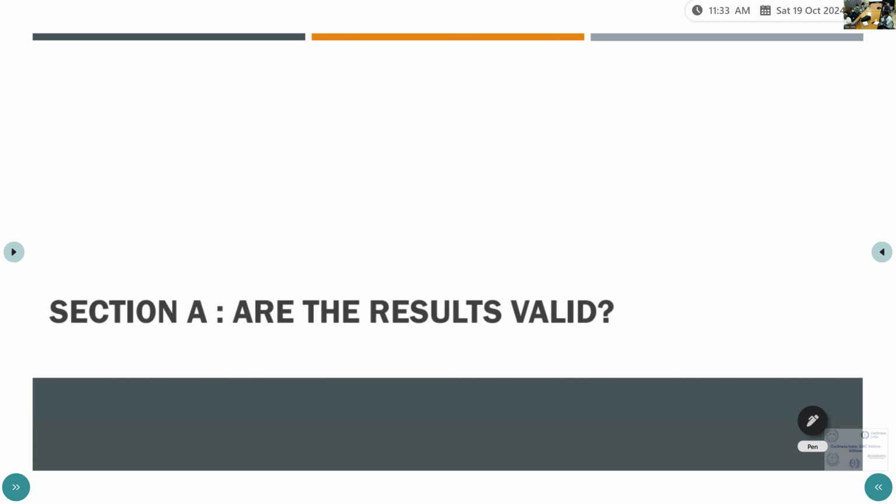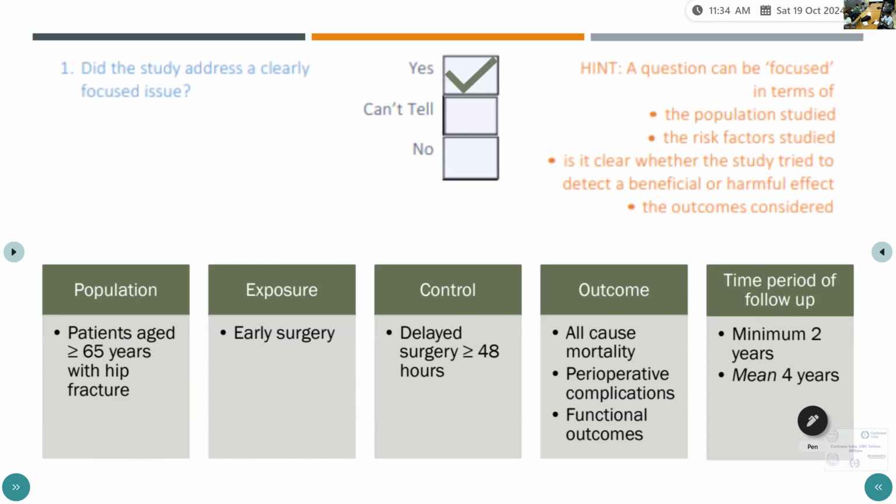The first section of the CASP checklist for cohort study, or for any study, is: are the results valid? Before we look at the results, we should see if the study methodology is sound and determine whether the results will be valid, before we interpret them. So the first question here is whether the study addressed a clearly focused issue.